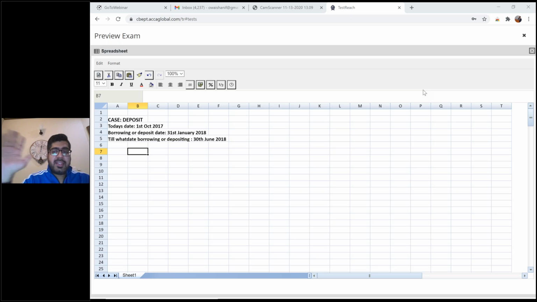Before starting any interest rate risk management question, I have told you that you need to write these 4 things first. Case, it's deposit. Today's date, 1st October 2017. Deposit date, 31st January 2018. Until what date? 30th June 2018. Now, the company was expecting to receive 27 million dinars, which it plans to deposit, but there was a risk that rates may go up or down. So the company plans to hedge it. There are 3 techniques under consideration: FRAs, futures, and options.